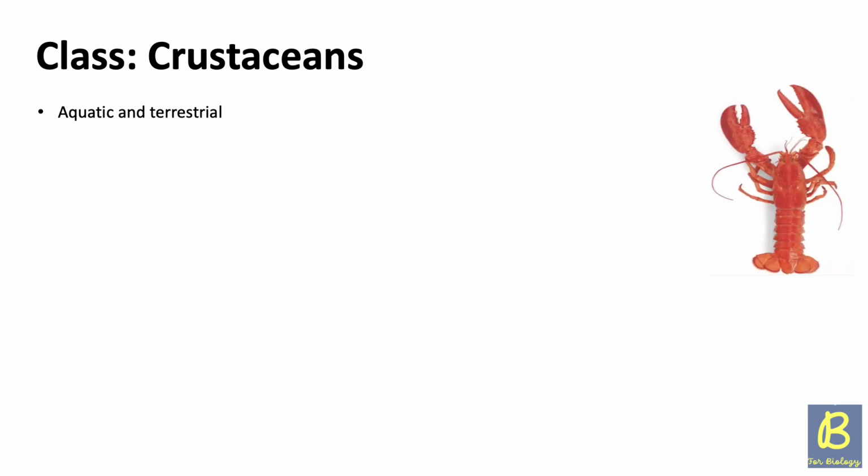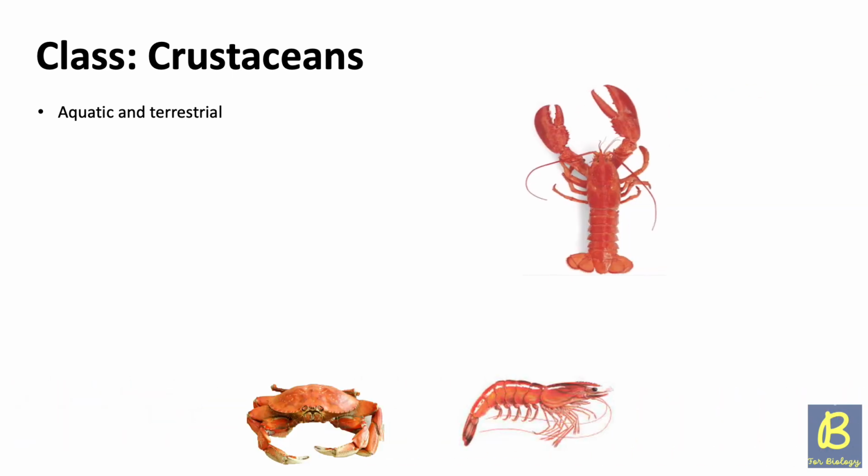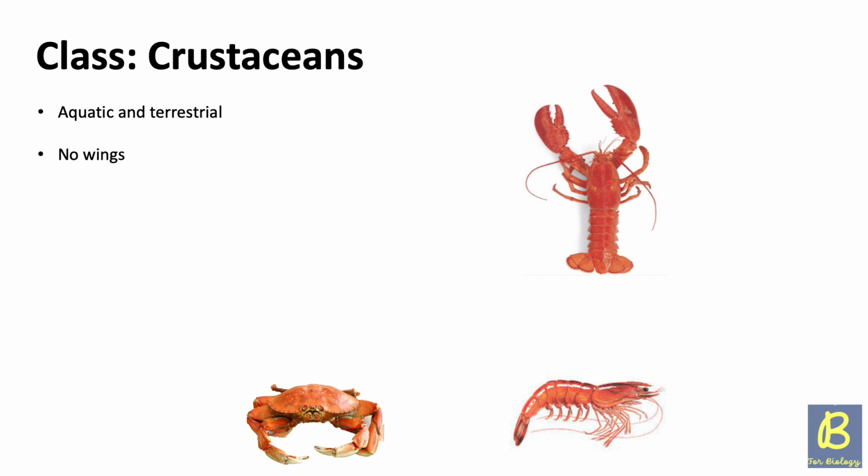Crustaceans. This is a diverse class, and there are about 30,000 species of crustaceans. Most are aquatic with few terrestrial species. Crustaceans include lobsters, crabs, shrimps, and many more. They do not have wings. They have two major body segments, cephalothorax and abdomen. Cephalothorax is formed by fusing head and thorax. This fusion provides increased structural strength and protection for vital organs.